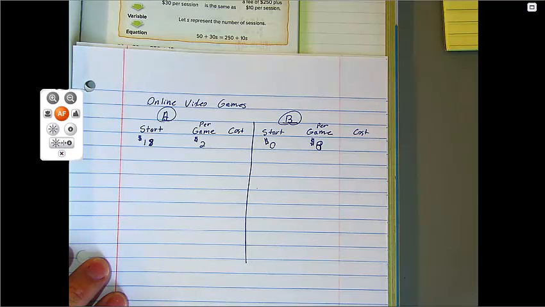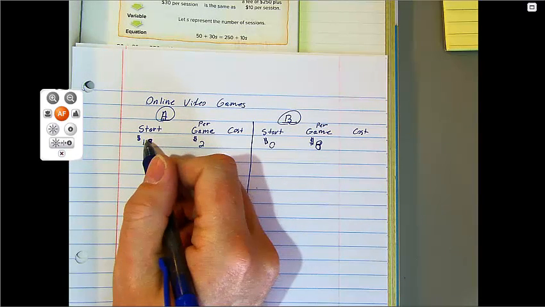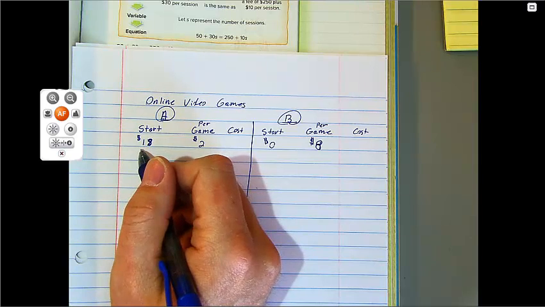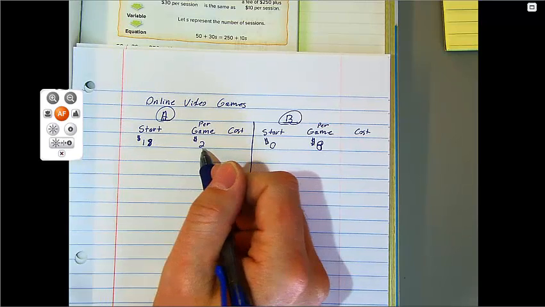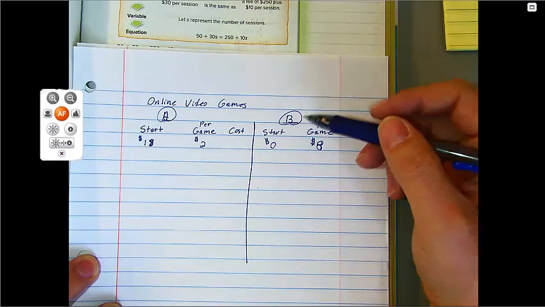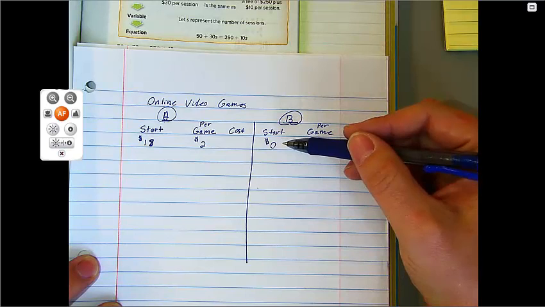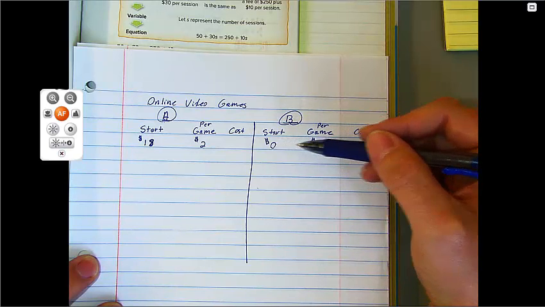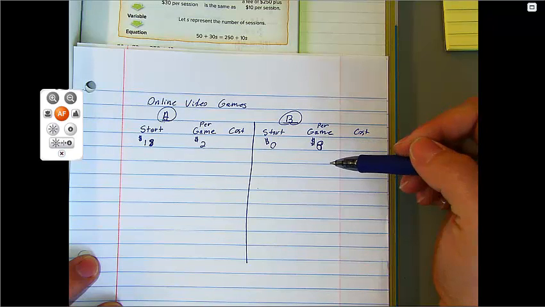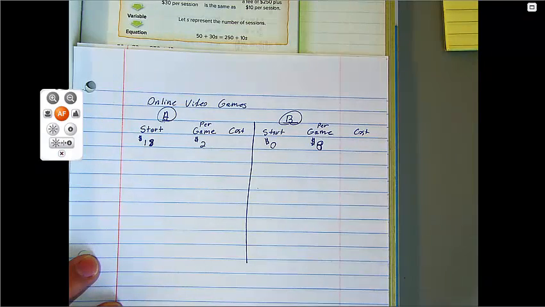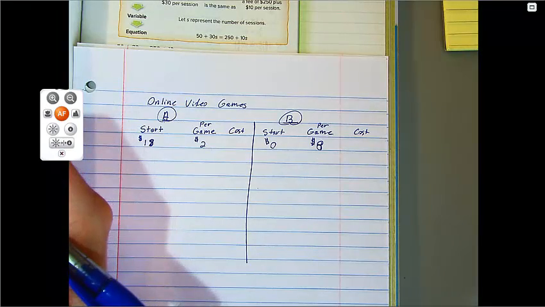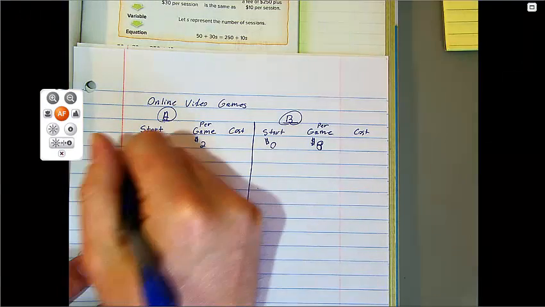The first one says, hey, just to subscribe, it's going to cost you $18 a month. So this is your monthly rate, and then it's $2 for every game, all right? Then company B says, hey, we're not going to cost you anything. You can sign up for free, but every time you want to rent a game for a month, it's going to cost you $8, okay? So we're going to look at at what point company A is better and at what point company B is better, all righty?